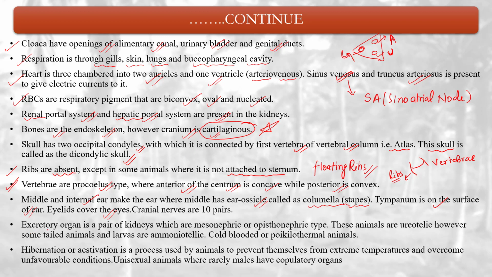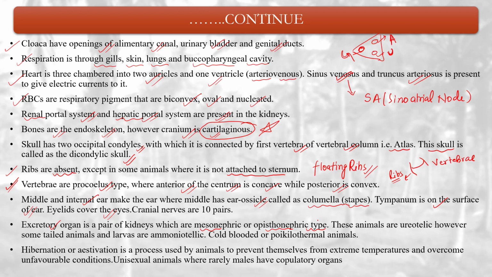Okay. Excretory organ is a pair of kidneys which are mesonephric or opisthonephric type. Now a new category of kidney you are going to address, that is opisthonephric type. Understood? So mesonephric, pronephric and metanephric kidneys you know, but what exactly does opisthonephric mean? Opisthonephric kidney is commonly seen in anamniotes, the ones which do not have embryonic membranes, such as sharks.